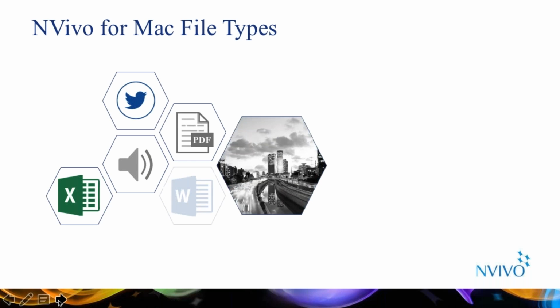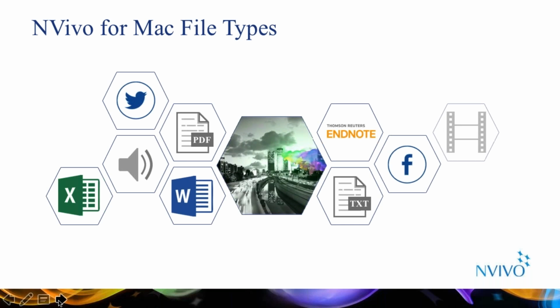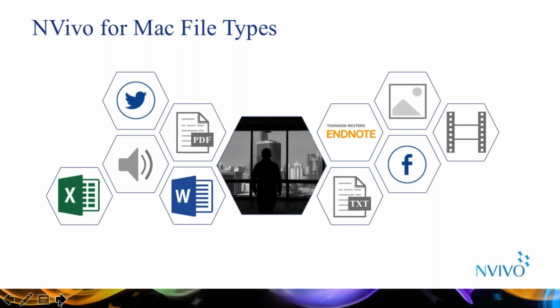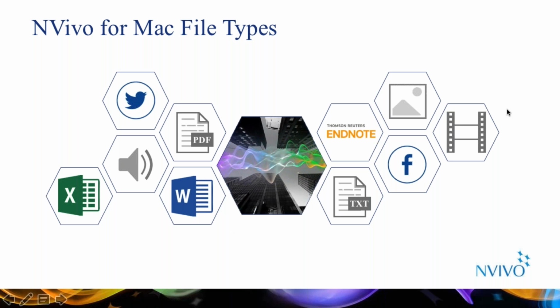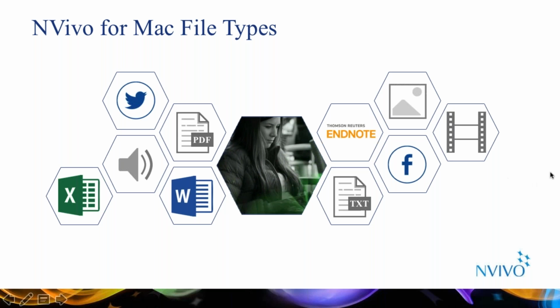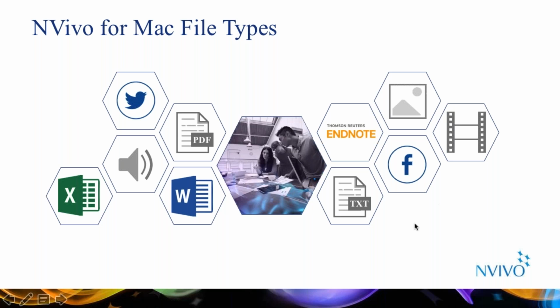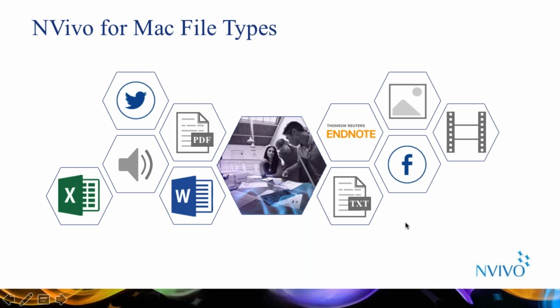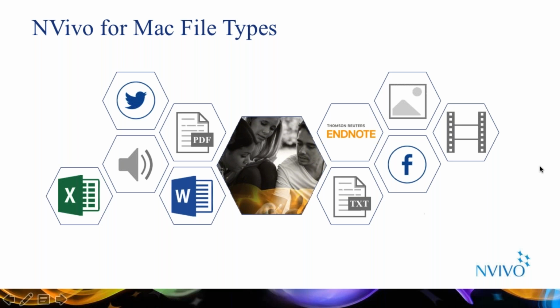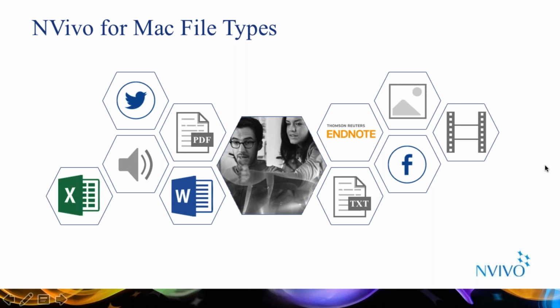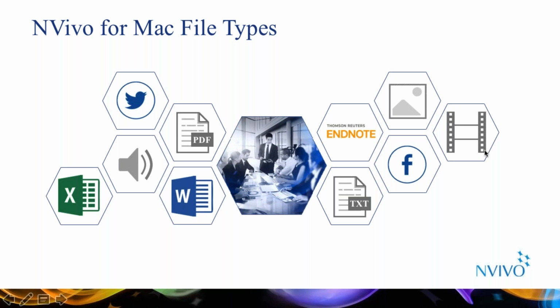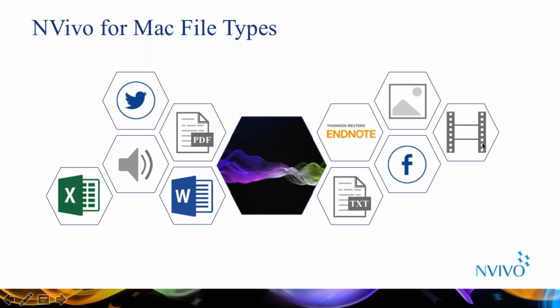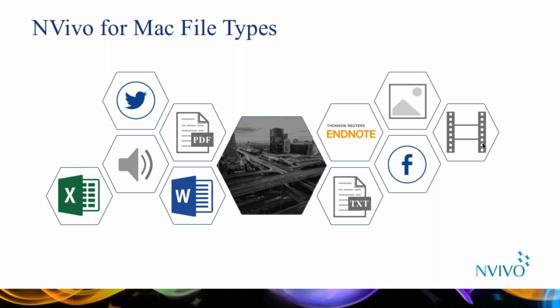The file types that you have available for use in Mac include text and rich text files, .doc and .docx files, Excel files. You can also work with Twitter or Facebook data, audio and video files, as well as pictures. NVivo for Mac can also import bibliographic notes from EndNote.